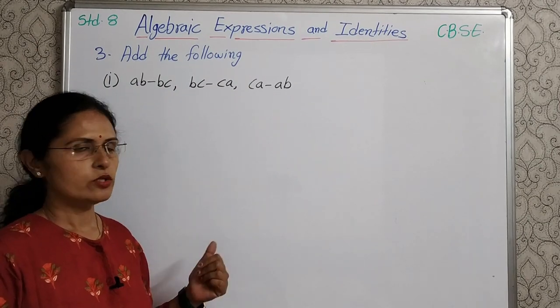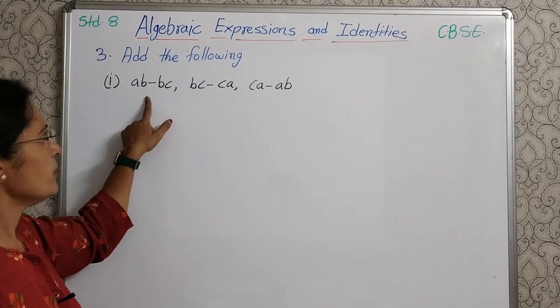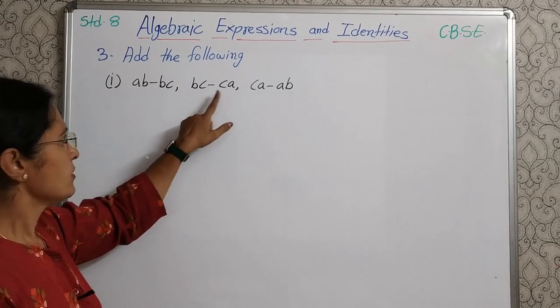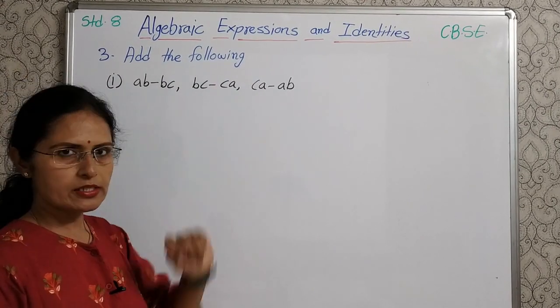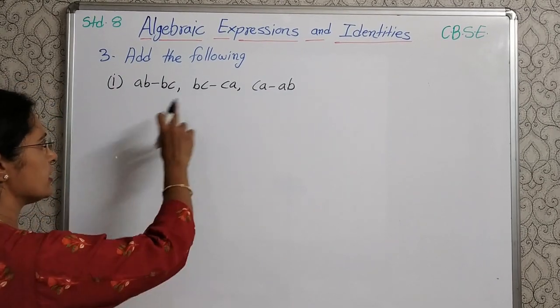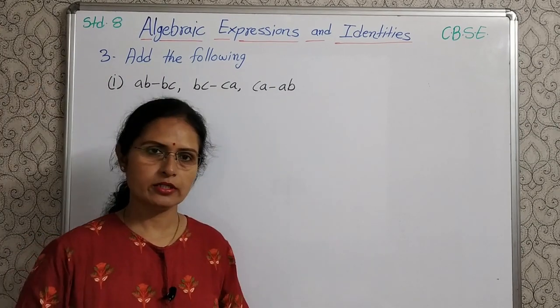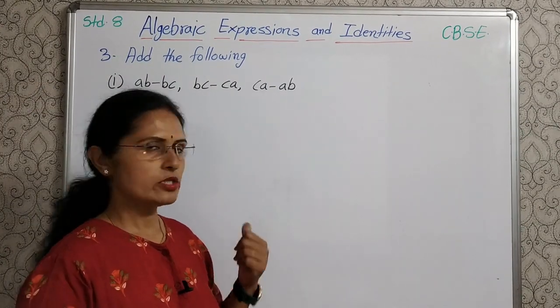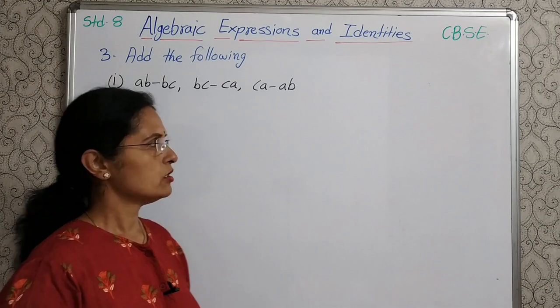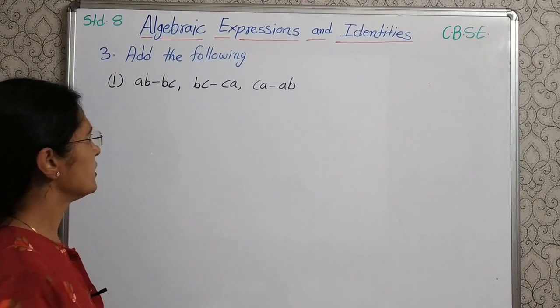We will solve now question number 3. Add the following. First, AB minus BC, BC minus CA and CA minus AB. These are the 3 expressions given and we will add them. Now, we can add these algebraic expressions using 2 different methods. You can add this using the horizontal method or the vertical method also. It means arranging these expressions vertically.